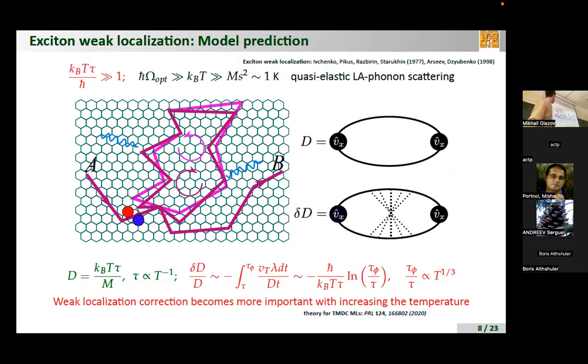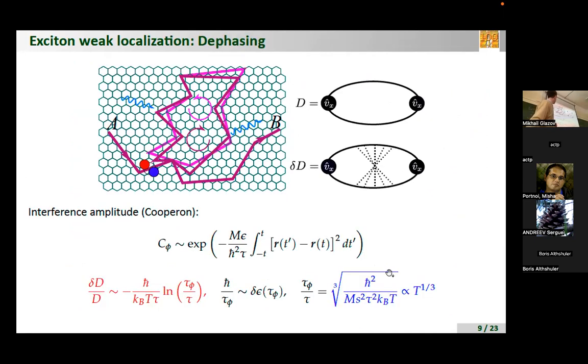You can calculate it, I won't go into much detail here, in different fashion with the same result. You can calculate the interference amplitude, Cooperon. You can assume that excitons are indeed in some moving disorder. You can take into account explicitly the elasticity of the scattering. All this brings to the same result. The correction to the diffusion coefficient delta D is given here. It is given by some prefactor, which is in our case on the order of unity, and this logarithm.